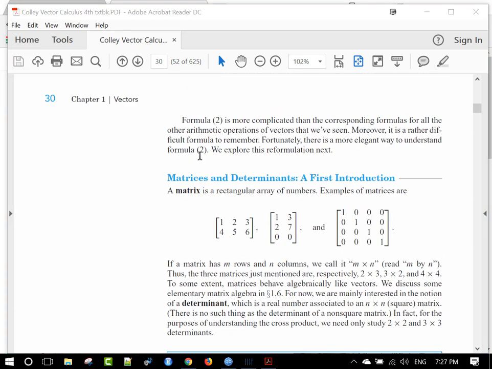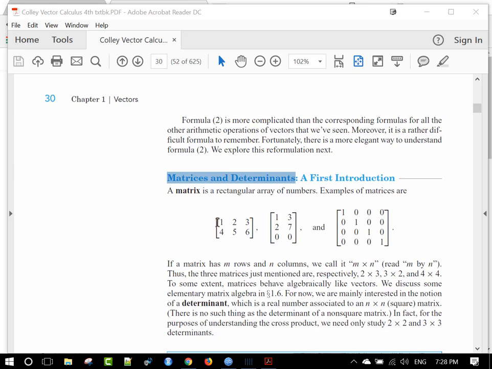Okay, so now they admit that this is kind of complicated to do it this way, but they say fortunately there's a more elegant way to do this. So let's consider that next. So we're going to talk about matrices and determinants, and this is the first introduction in this chapter. So these are 3 examples of matrices.